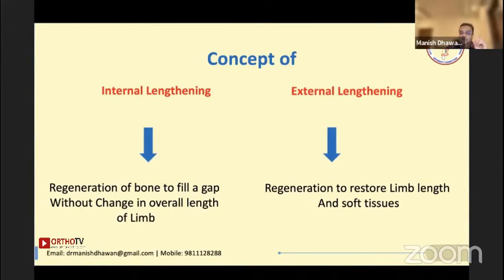External lengthening is regeneration to restore the limb length and soft tissues. Basically, there is a gap non-union and you do the transport and then you lengthen it. So it is known as external lengthening.